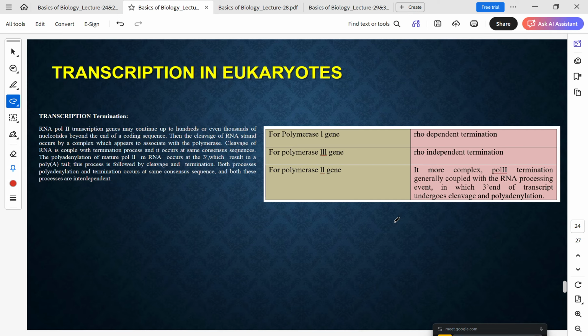Transcription termination in eukaryotes also happens by three different mechanisms. For polymerase 1, it's a rho dependent termination. For polymerase 3, it's a rho independent termination because of the hairpin loop formation. For polymerase 2, which is for the mRNA, it's more complex and usually coupled with RNA processing events, in which the 3' end of the transcript undergoes cleavage.